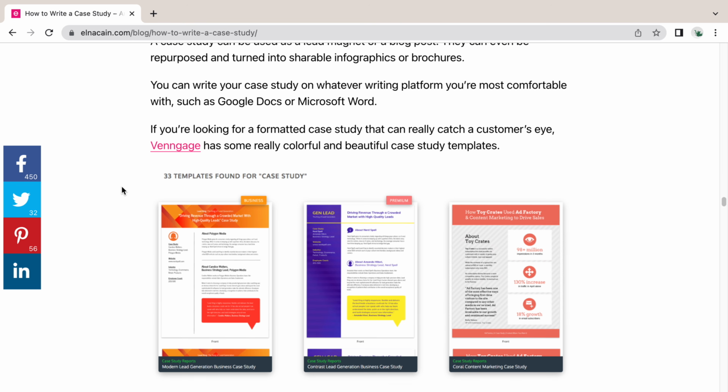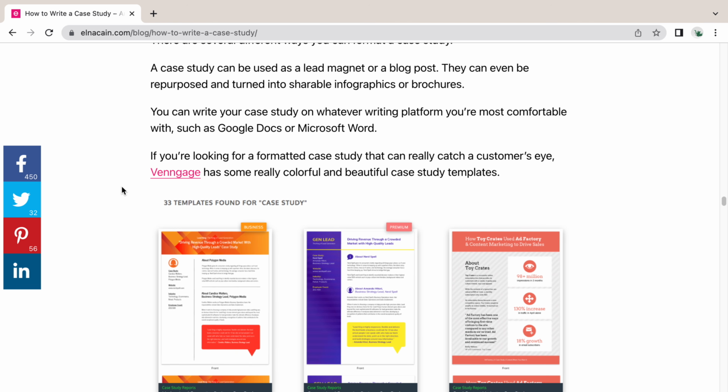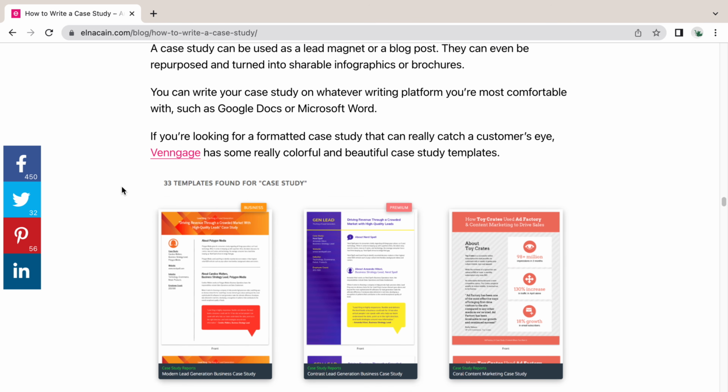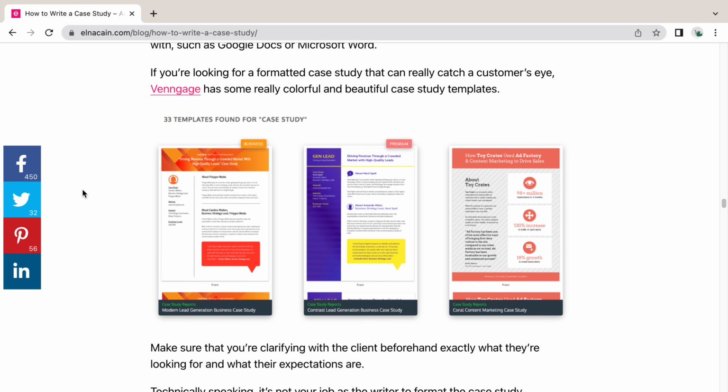As far as the format, depending on your client and what they want of you, they might already have a designer to design their case studies. It might just be a blog post, but as a mock sample on your portfolio page, you can use something like Venngage, or even Canva has templates for case studies, and then you can present your case study that way.